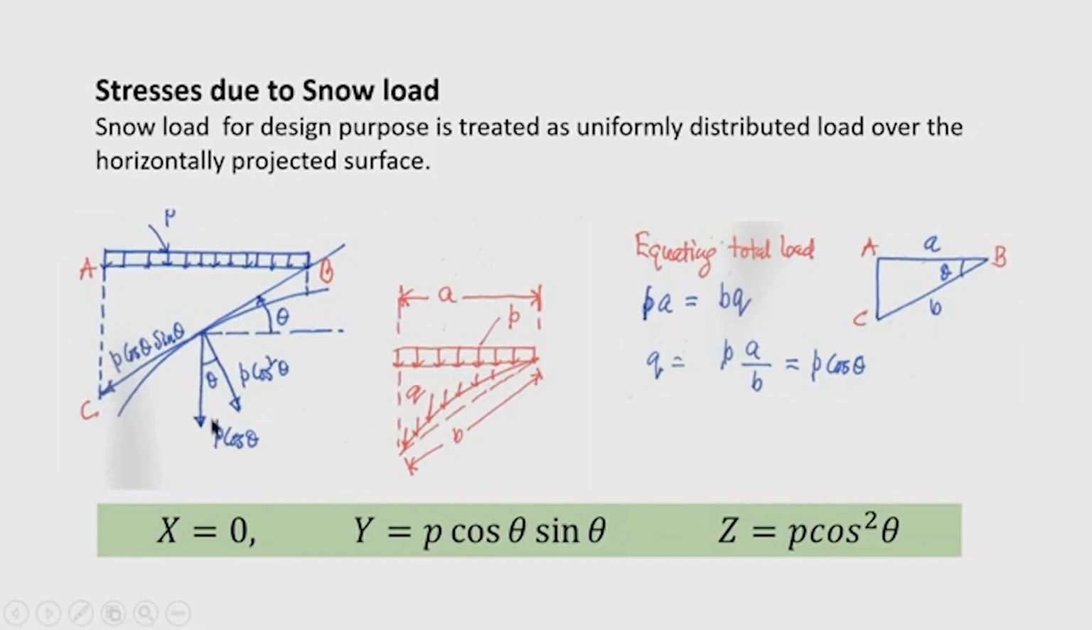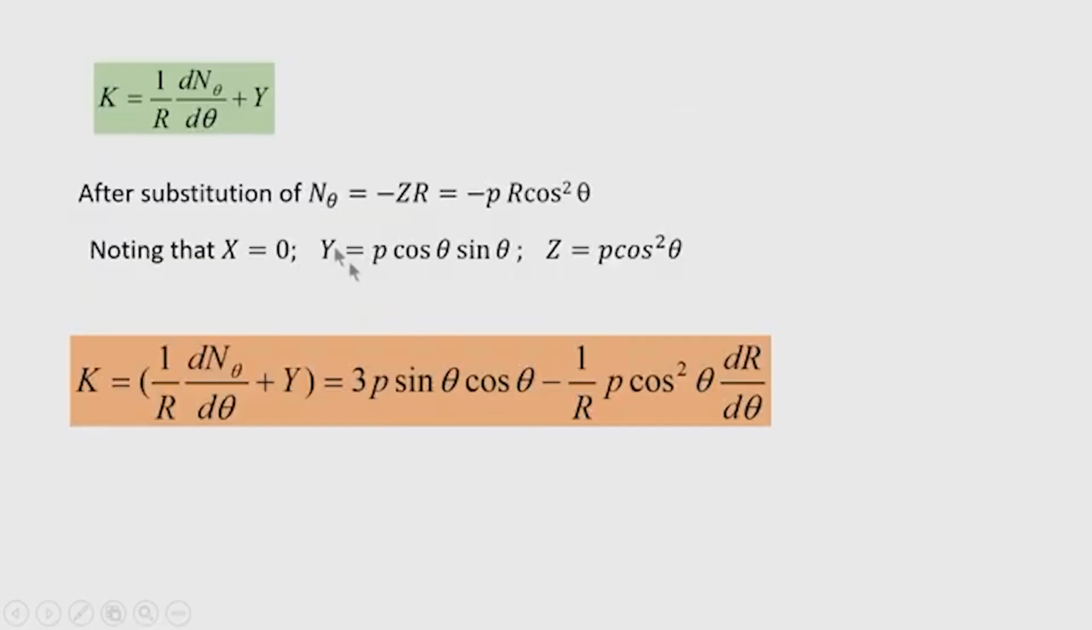Now the component of P cos theta along the radial direction is P cos square theta, and along the tangential direction it will be P cos theta sin theta. So three components of the loads are known now. Capital X is 0 along the longitudinal axis, capital Y is P sin theta cos theta, and capital Z is P cos square theta. Then we can find out this value of k. n theta is directly minus z r, where z was P cos square theta, so we can write minus P r cos square theta.